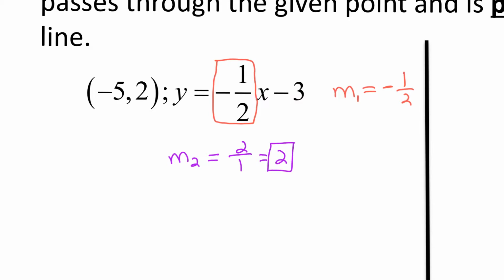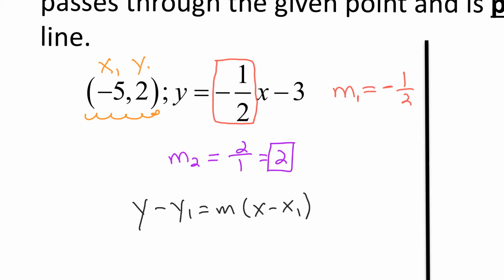Now, how do we find that line? Well, first, you guys start using the point-slope form. So let me write it down. y minus y1 equals m times x minus x sub 1. x sub 1, y sub 1, that's from the point that is given. This point right here. This is your x sub 1 and your y sub 1.